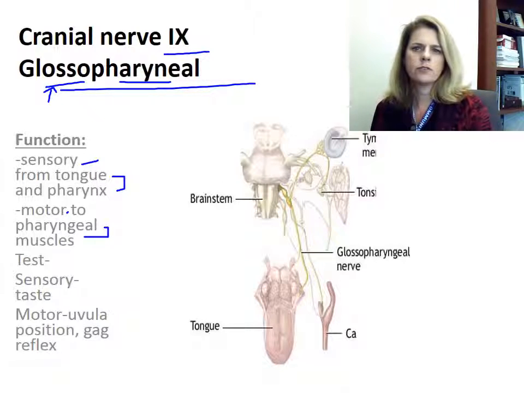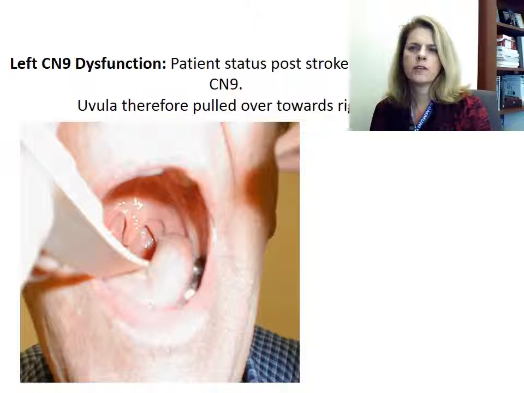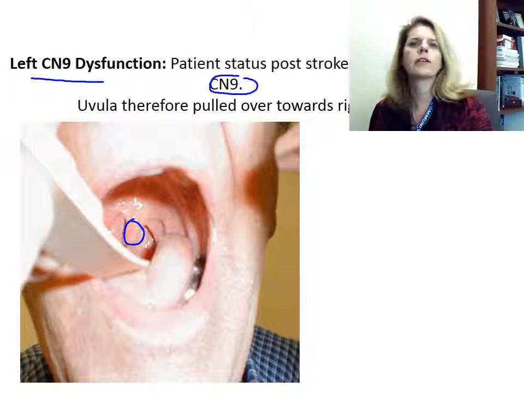And so if you want to test this, a taste test would test the sensory. So again, can you taste something? And then the motor is the uvula position. So if you look in the back of the throat and look at the uvula, or a gag reflex. So here's someone, this is the uvula, it's that thing that hangs down in the back of the throat. And so if you have a cranial nerve 9 dysfunction, this is a left cranial nerve 9 dysfunction. And this is stroke, and it has affected the cranial nerve, the left one. And so because the left one is affected, the uvula is pulled toward the right. Okay, so that would be a dysfunction of the left cranial nerve 9.